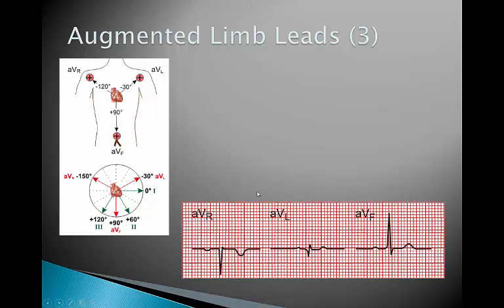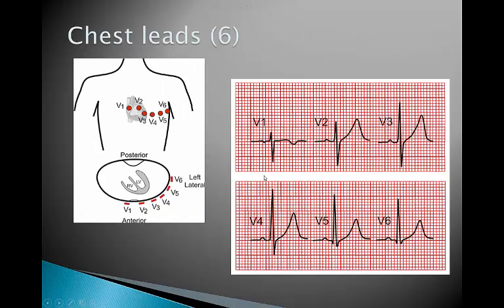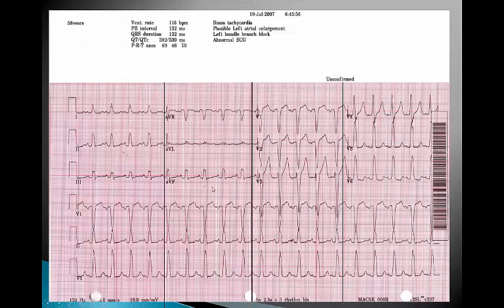This is just to introduce you to the fact that there are different types of limb leads and different views that we can take of the heart. Okay, so there's also chest leads. And then here's what an EKG looks like, or an ECG looks like.